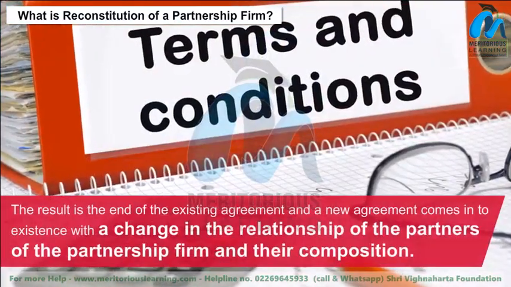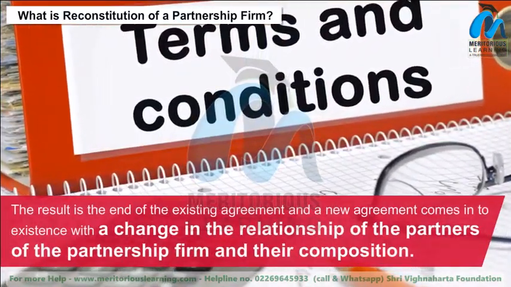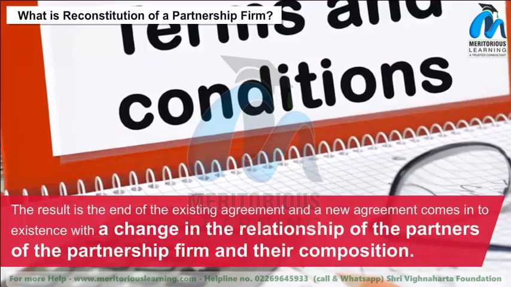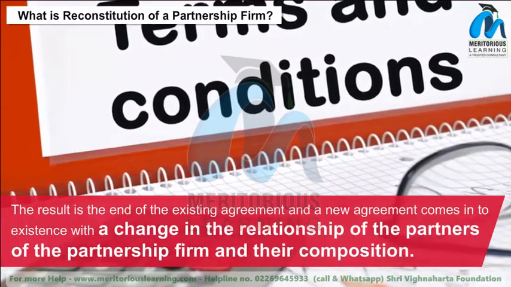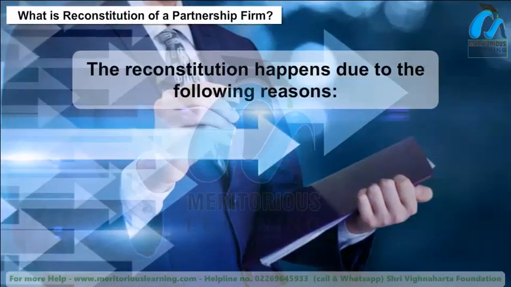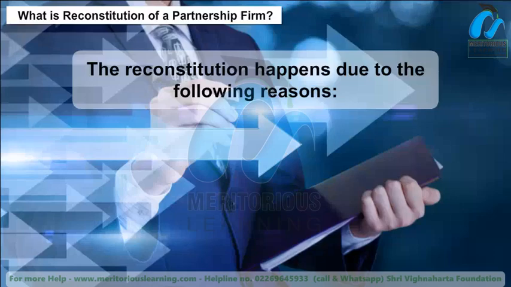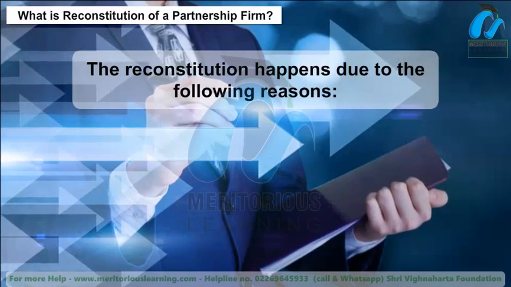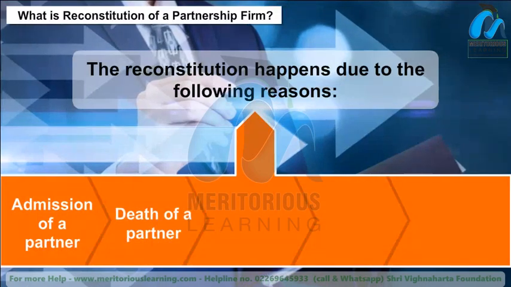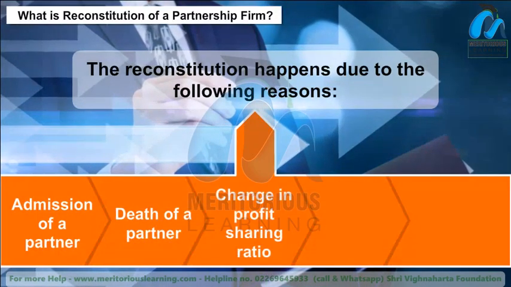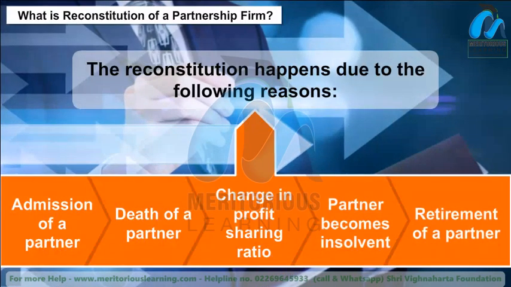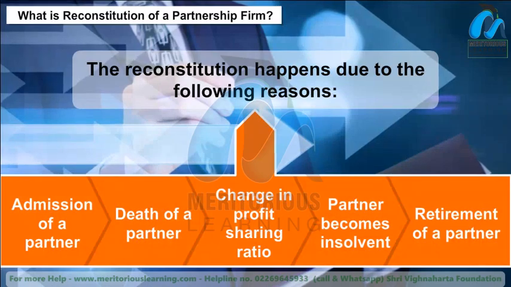The result is the end of the existing agreement and a new agreement comes into existence with the change in the relationship of the partners of the partnership firm and their composition. The reconstitution happens due to the following reasons like admission of a partner, death of a partner, change in profit sharing ratio, a partner becomes insolvent or retirement of a partner, etc.